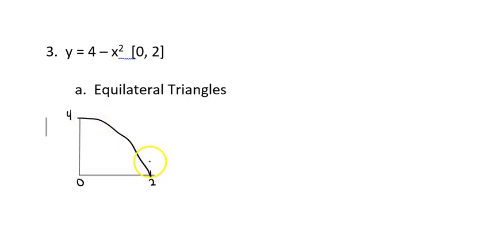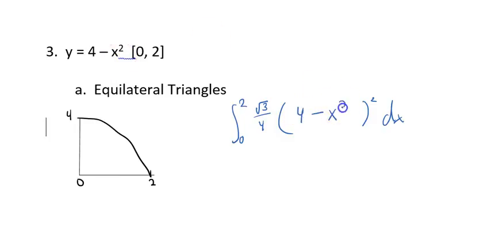Okay, so if I'm doing this without having to draw my little other shape, the first thing I'm thinking about is the integral from what to what? Well, it's on our x-axis, so 0 to 2. And for equilateral triangles, the formula is square root 3 over 4 times your side squared. And your side every time has been your function, which is 4 minus x squared.